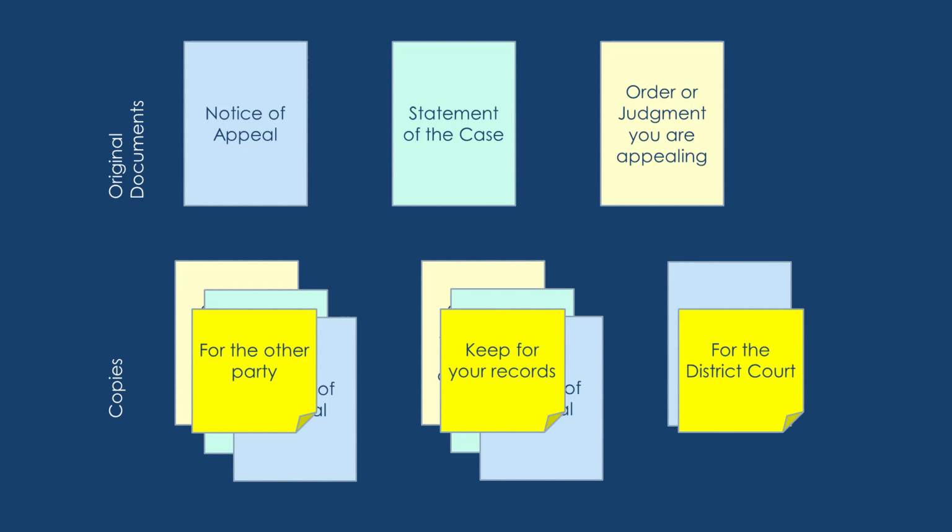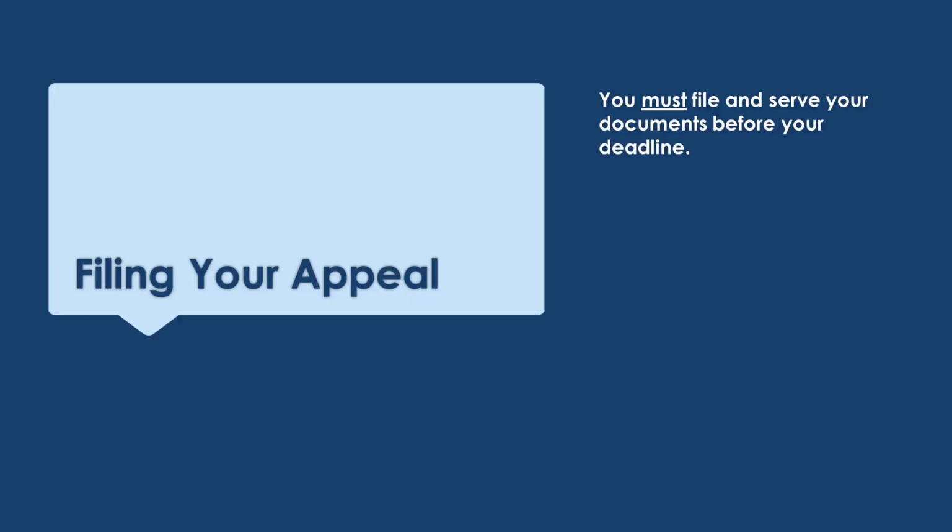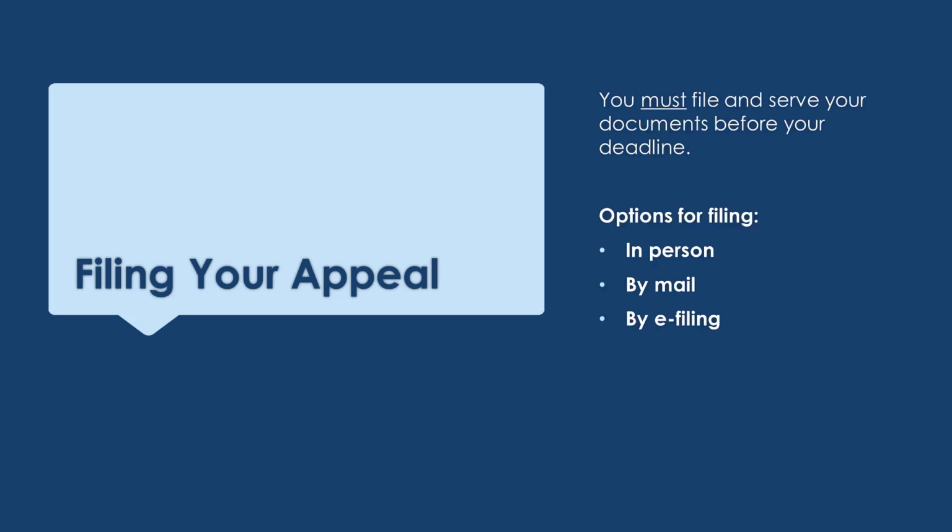Now that you have completed your copies, you are ready to file and serve your appeal. You must file and serve your appeal before your deadline for it to be considered. You have 3 options for filing your appeal with the Clerk of Appellate Courts: by hand-delivering the documents in person, by mail, or by e-filing. Choose the method that works best for you.